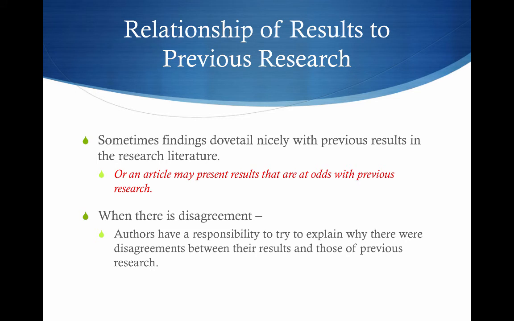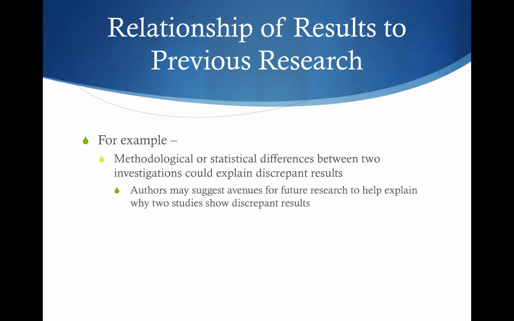Sometimes findings may dovetail nicely with previous results in research literature, or an article may present results that are at odds with previous research. When there is a disagreement, the authors have a responsibility to try to explain why there was a disagreement between the results and those of previous researchers. So why are the new results not in line with old results in the area?